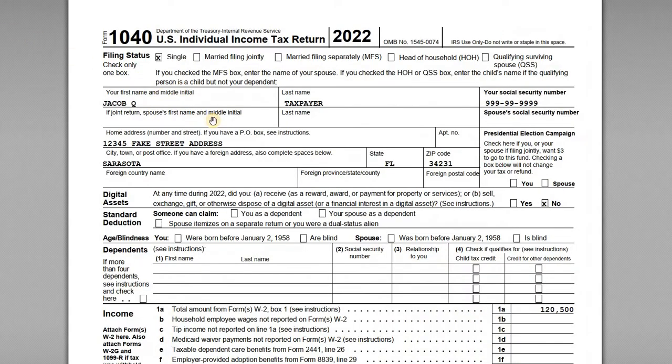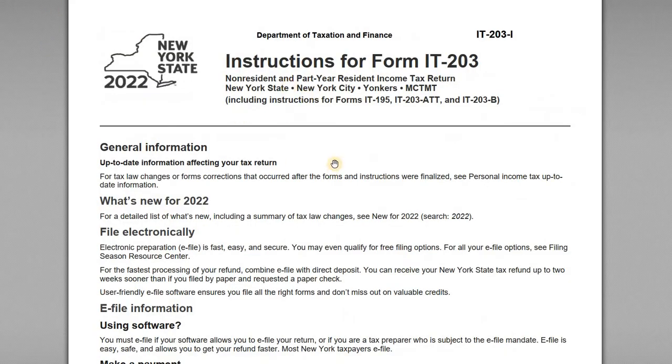I've also got the Form 1040 for Jacob. We'll go through this as well to see how things are reported on the federal return and how things need to be reported on a non-resident New York return. We've also got the IT-203 instructions here, which are certainly helpful in completing the form, but we also really need these to look at the tax table schedules to figure out how much tax we're going to owe in New York State on that income.